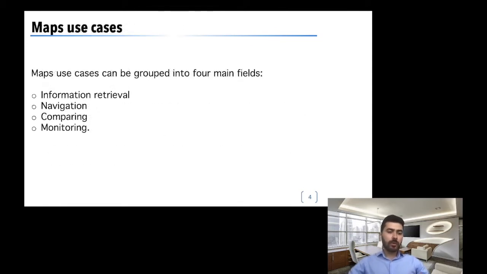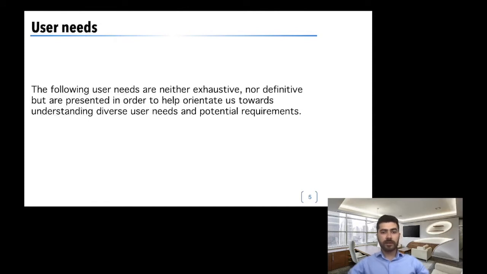We have grouped all these use cases and requirements into four main fields regarding use cases for the maps: information retrieval, navigation, comparing, and monitoring. And we are going to start from the first one. But first of all, we like to state that the following user needs are neither exhaustive nor definitive. They represent a starting point to begin to orientate towards user needs and potential requirements. So it's a kind of a way to start to think about accessibility for a map object for the web.